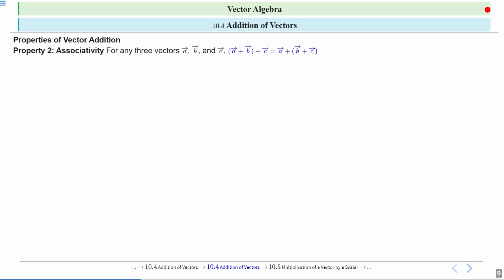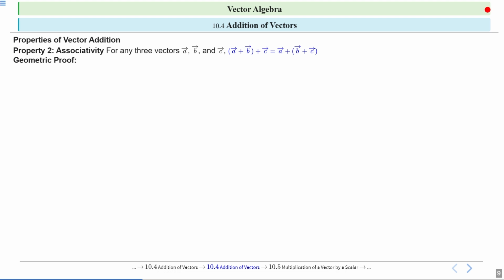Next is property 2, associativity. For any three vectors a vector, b vector, and c vector, the associative property states that a vector plus b vector, plus c vector, will be equal to a vector plus b vector plus c vector. This means that no matter how we group the vectors when adding them, the resultant will be the same.